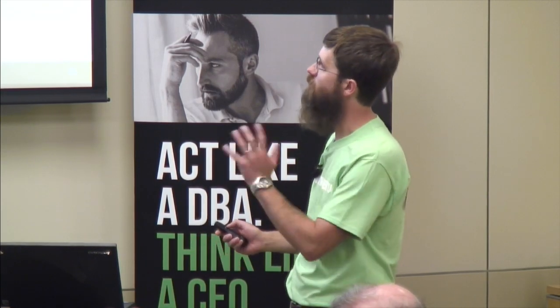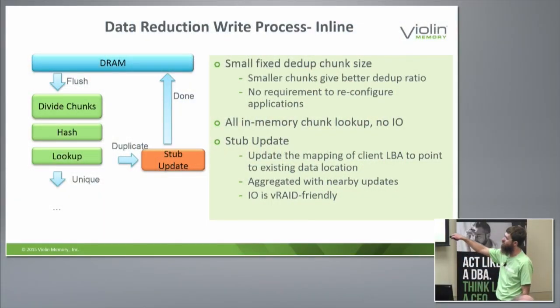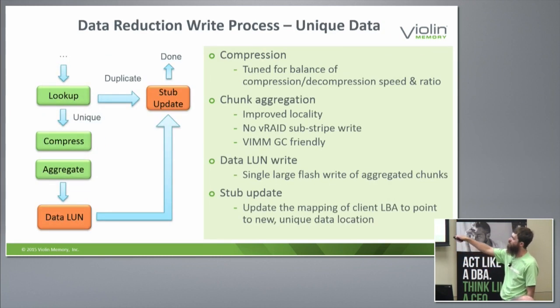Okay, so we just did this one. Now what we're going to do is fall off the bottom of this slide and follow the unique data path. What happens if it's unique? We come in at the top. We've done this lookup, and it told us it was unique. Not only are we going to do deduplication, we're going to do compression. So we're going to compress that small fixed size chunk, which is going to turn it into an even smaller, probably not so fixed size chunk. The compression's good at that.